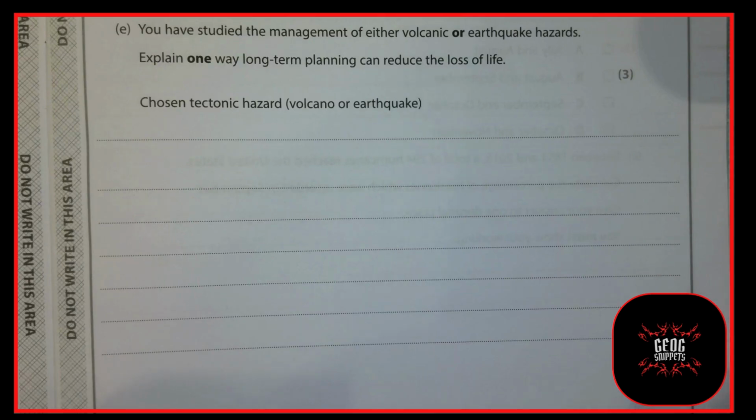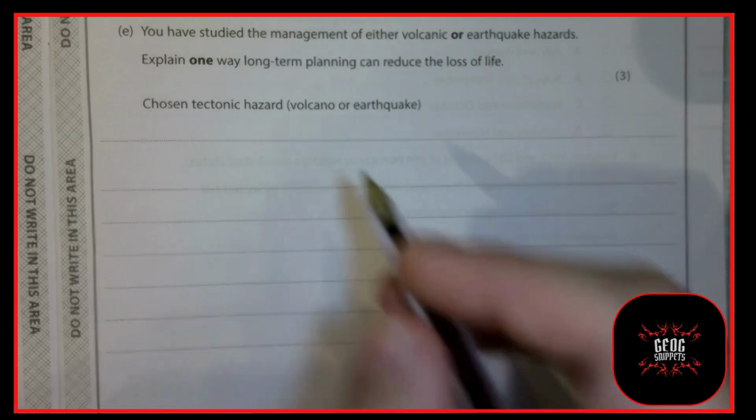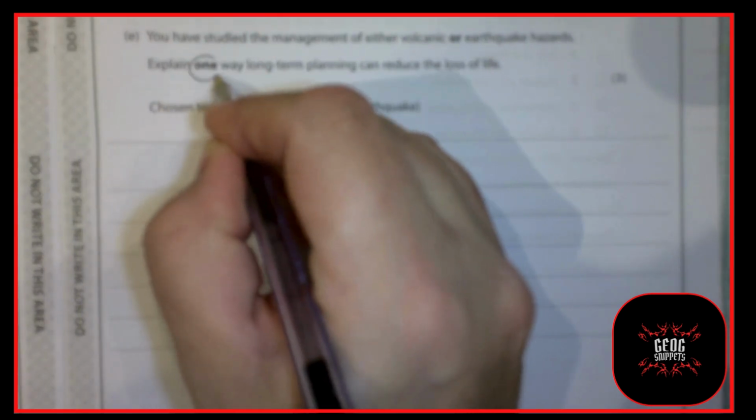In this geography snippet, we are going to look at a 3-mark explain question. The 3-mark explain question means that you have to do something called double developing a point. So it does specify again that it's just one particular thing that you need to cover.